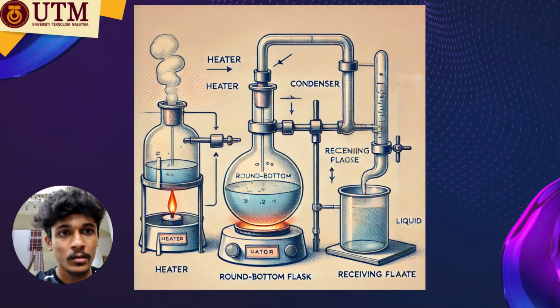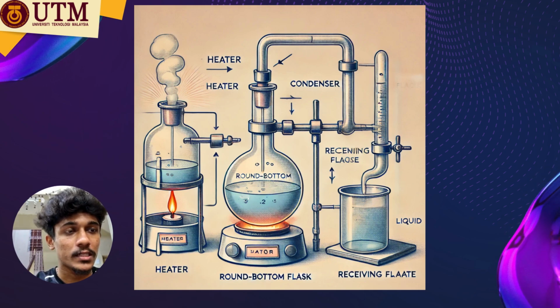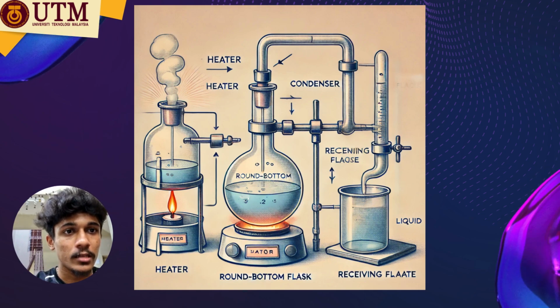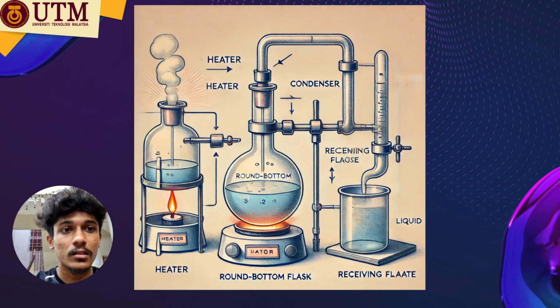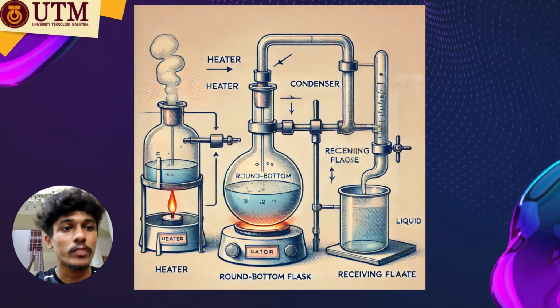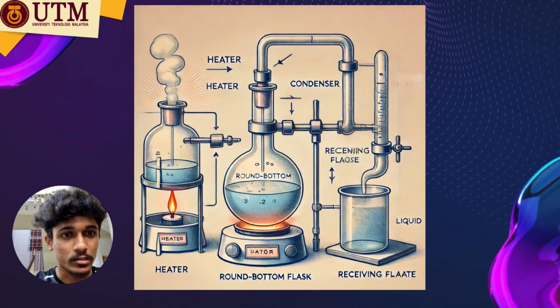receiving flask. The process operates in a cycle where the distillate composition changes over time. Initially, the distillate is richer in the more volatile component. As the distillation continues, the remaining liquid in the still becomes enriched in the less volatile components.